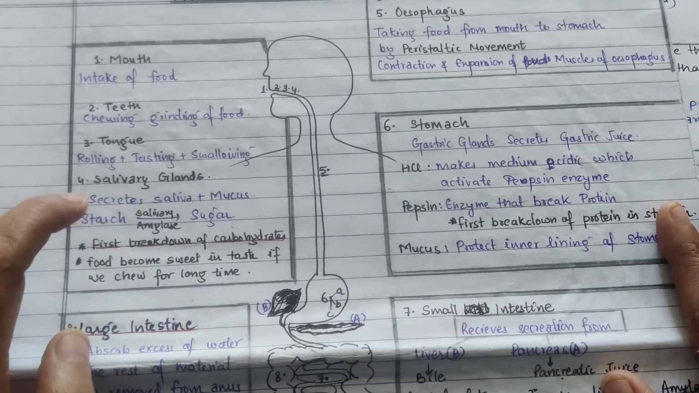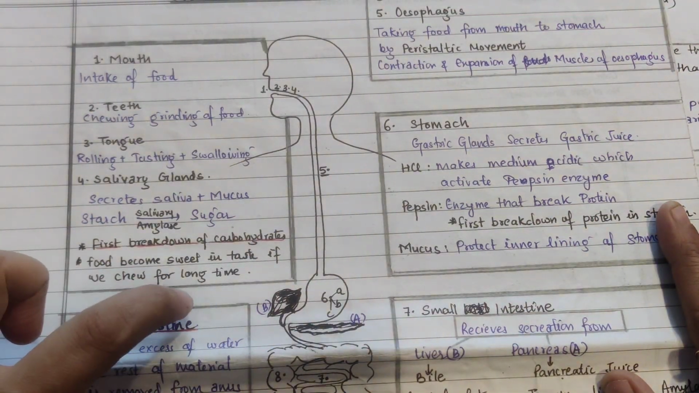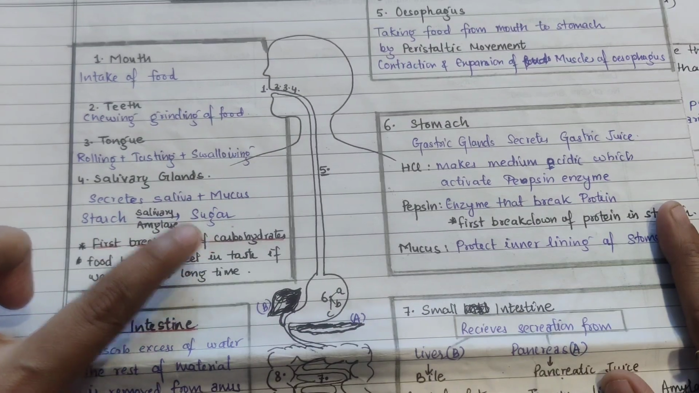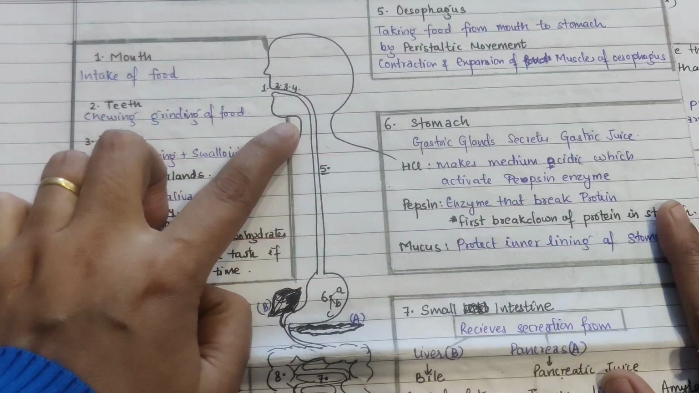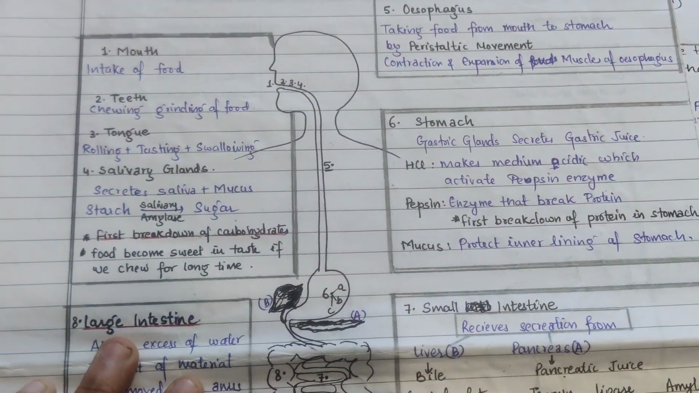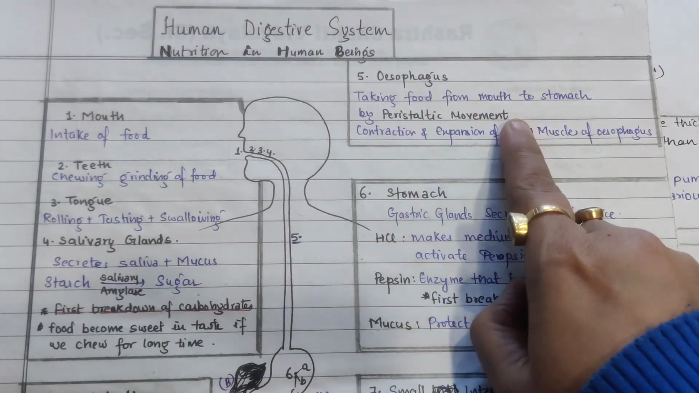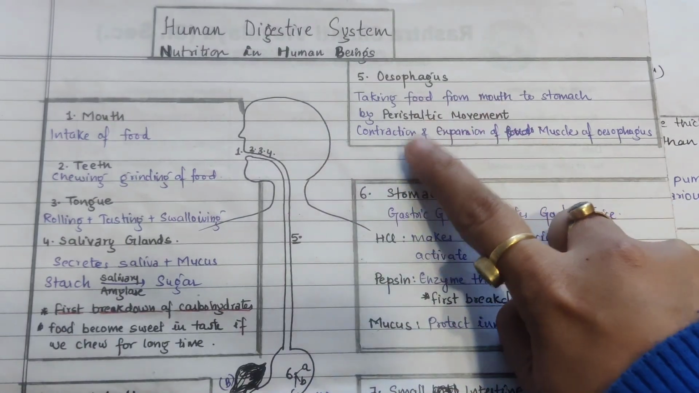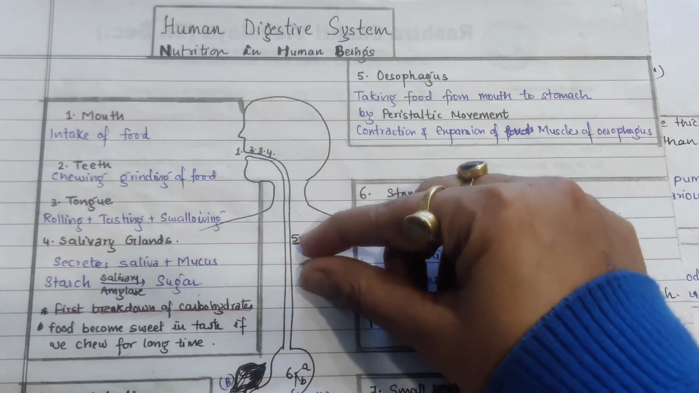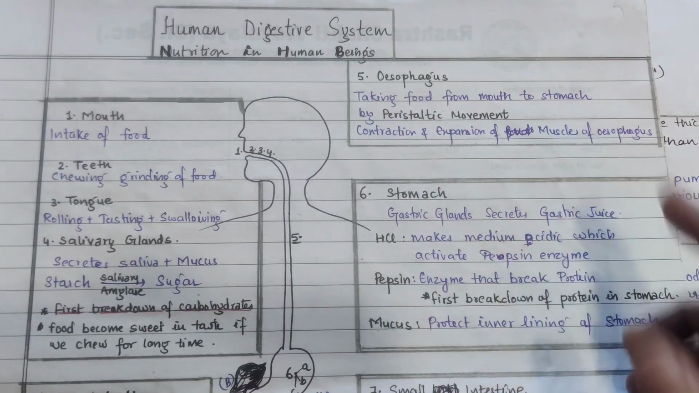And the second important point: sometimes a reasoning question is framed, why does food become sweet in taste if we chew for a longer time? Because salivary amylase converts starch into sugar. So these are the steps that take place in the mouth. Then food moves through the food pipe, the esophagus, taking food from the mouth to the stomach by peristaltic movement. What is peristaltic movement? The contraction and expansion of muscles of the esophagus is known as peristaltic movement.